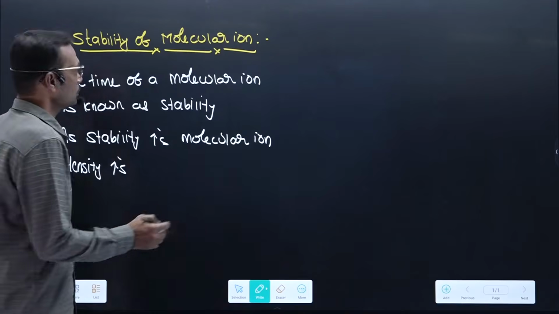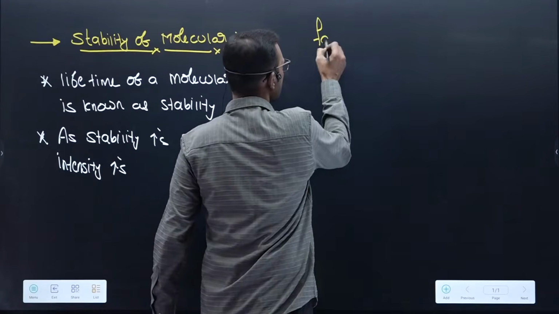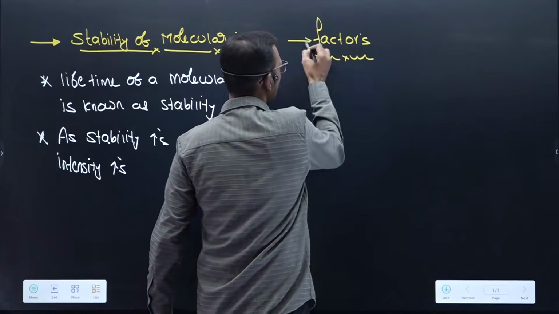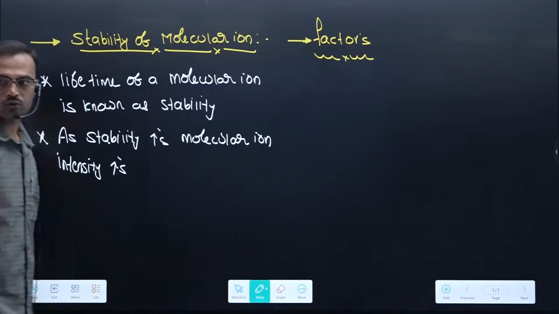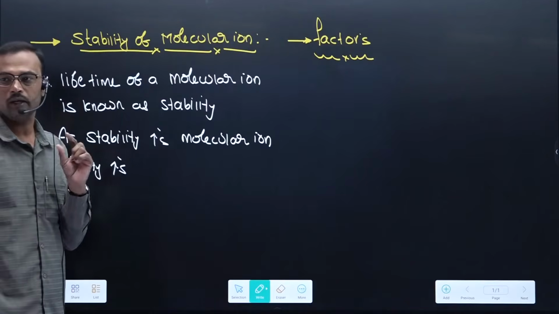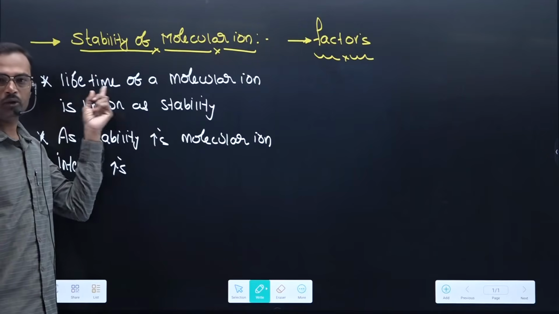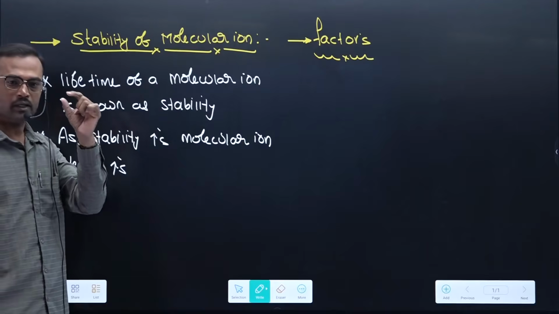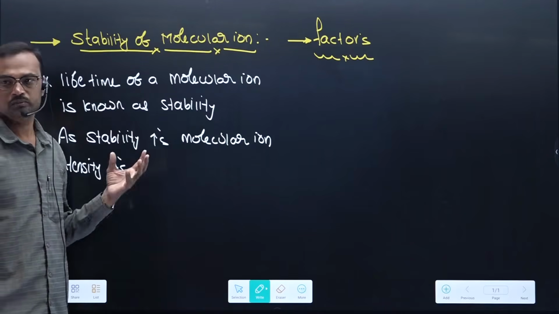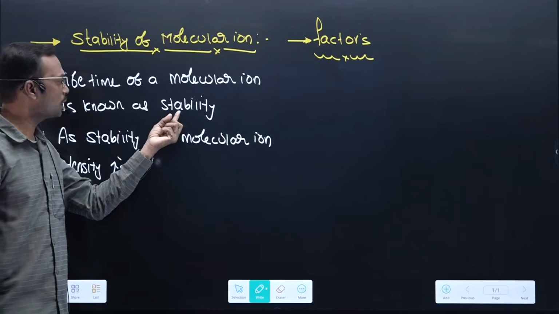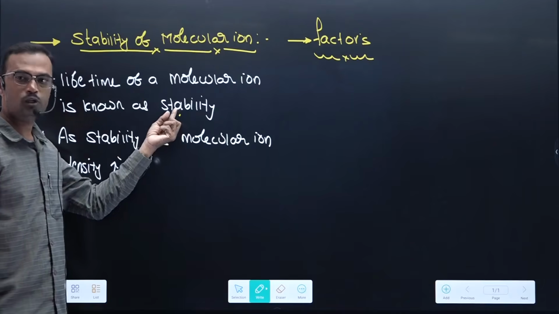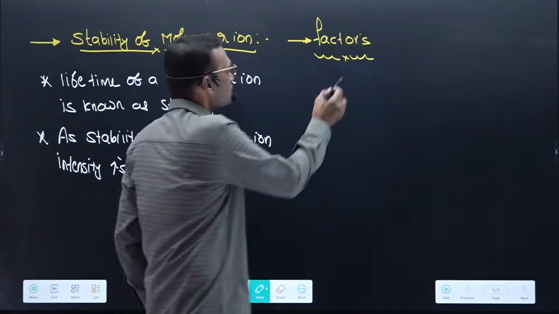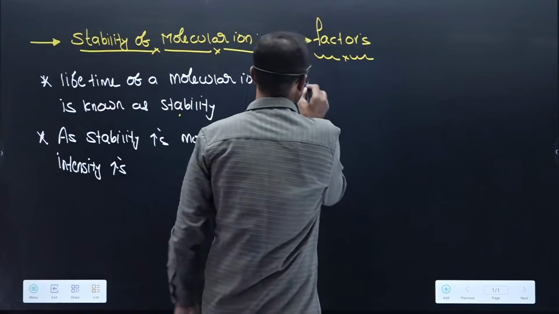Now we are going to discuss the factors influencing the stability of a molecular ion. The lifetime of a molecular ion is called stability: how much time a particular molecular ion exists as a stable species. If a molecular ion maintains more time, it is more stable; if it spends less time, it is less stable. First factor.